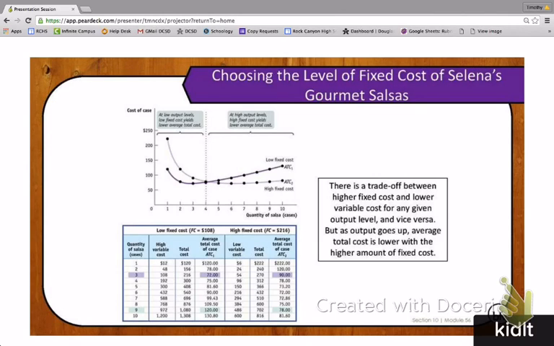You can see at low output levels, if you look at the graph with the two average total cost curves graphed, at low output levels, low fixed cost yields lower average total cost. And then as output levels get higher, high fixed cost yields lower average total cost. So there is a trade-off between higher fixed cost and lower variable cost for any given output level, and vice versa. But as output goes up, average total cost is lower with the higher amount of fixed cost.